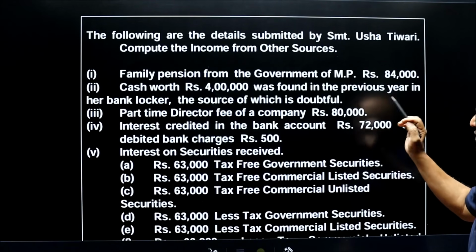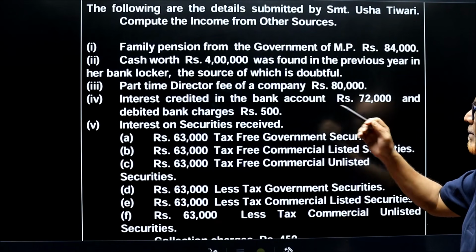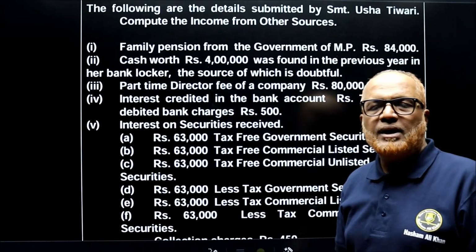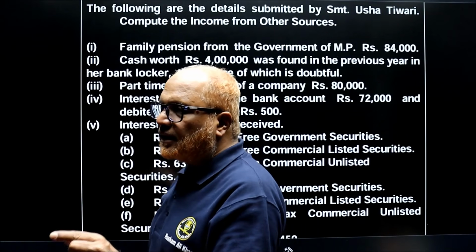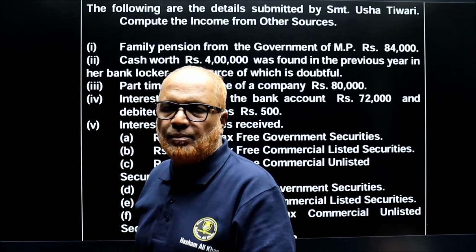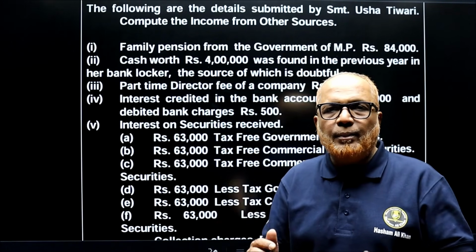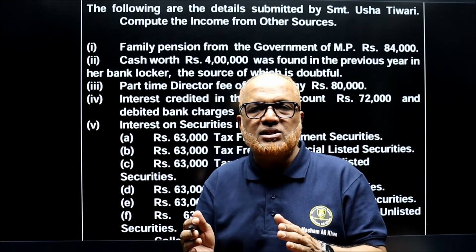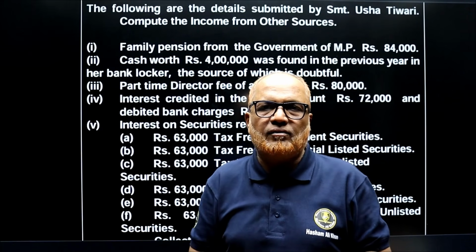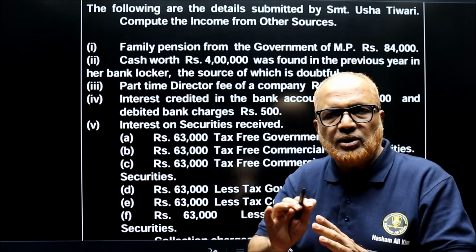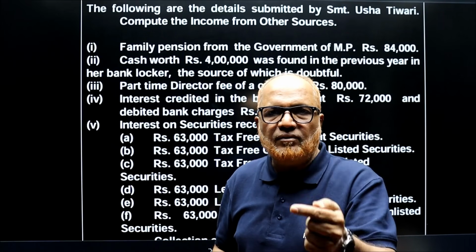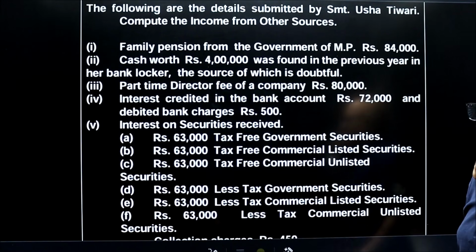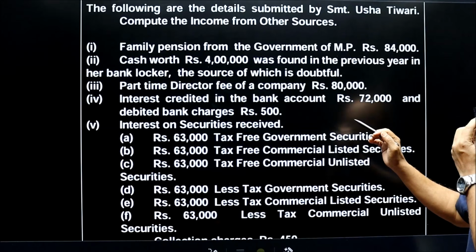Part-time director fee 80,000 fully taxable. Interest credited in bank account 72,000 and debited bank charges 500. Now the Income Tax Act says interest credited in bank account is fully taxable under income from other sources. But bank charges are not allowed as deduction, because bank charges are the charges applied by the banker for providing the service, not for interest. So there is no relationship between bank interest received and bank charges. The bank charges are not allowed as deduction. This you have to write in working note. Only bank interest received is taxable.